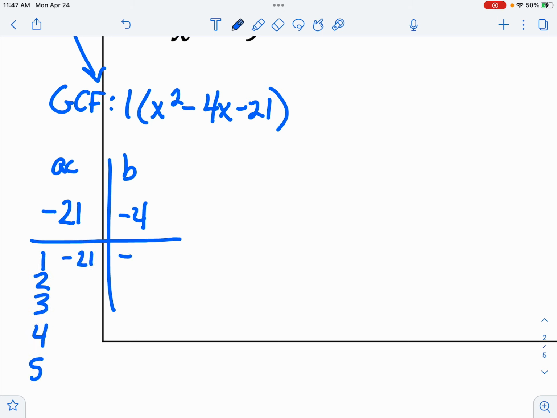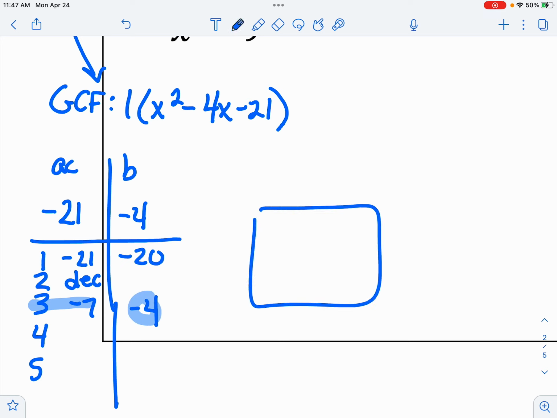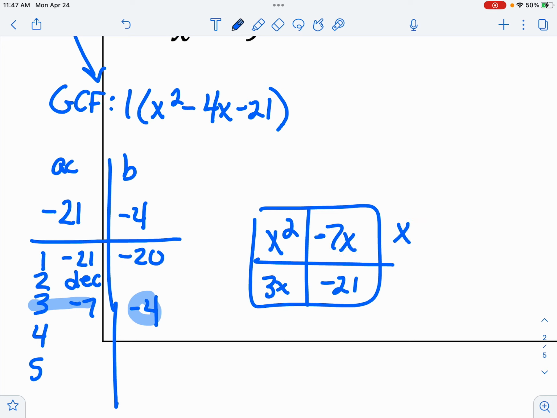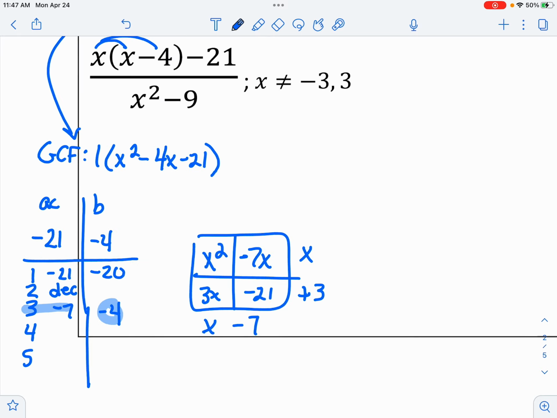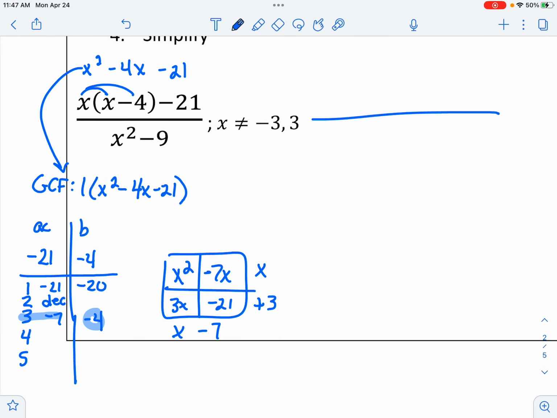Divide by 1 and add. Divide by 2 is a decimal. Divide by 3 and add. So when you do negative 21 divided by 3, you get negative 7, add to be negative 4. Box it up. X squared, negative 21, 3x, negative 7x. GCF, GCF, GCF, GCF. This answer goes into your numerator. So you're going to draw a fraction bar, and you're going to put that into the numerator.